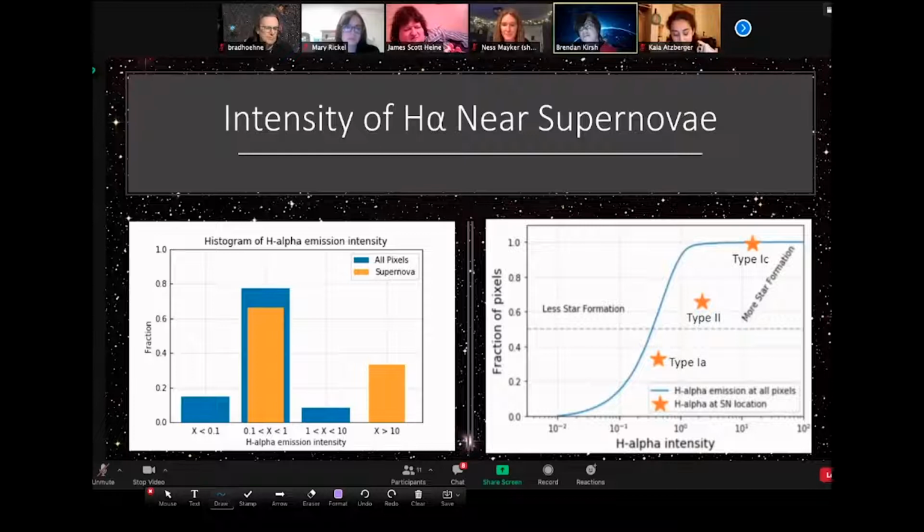So we have these blue bars here, and if you take the top of those and you add them all up, they're going to add up to 1 or 100%. So those are all the pixels.